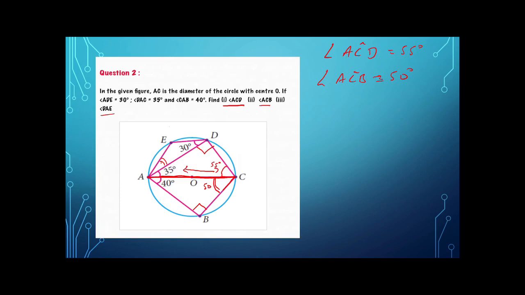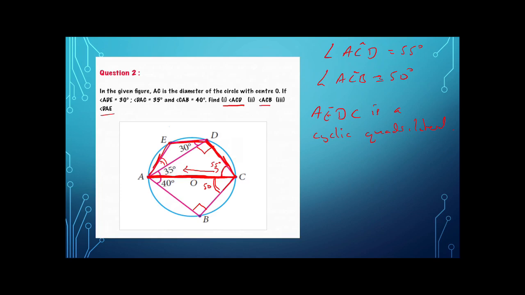So here we want to use a property of the circle theorem that we have a cyclic quadrilateral, and if you notice we have a cyclic quadrilateral which is this one here. So let me just write that. AEDC is a cyclic quadrilateral.